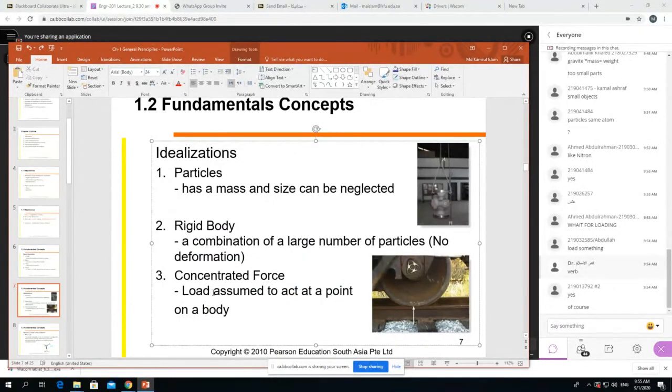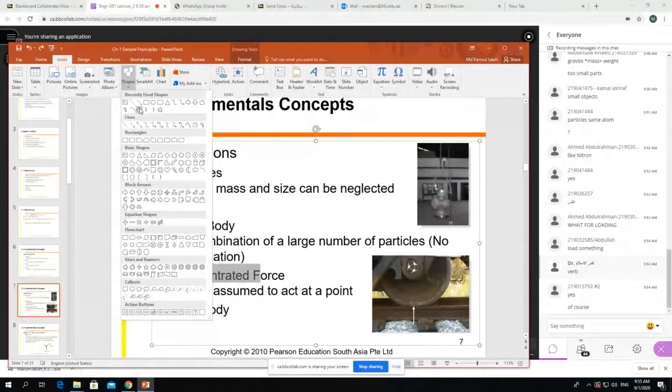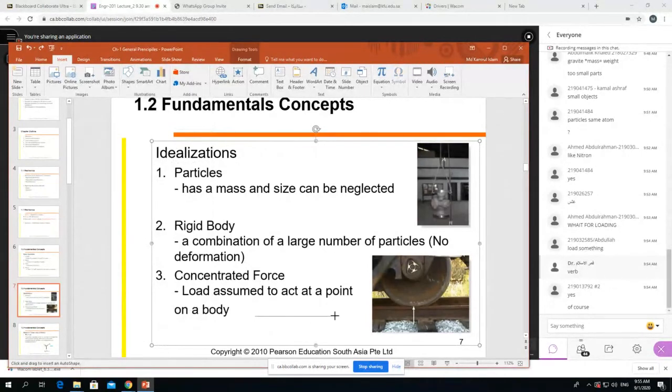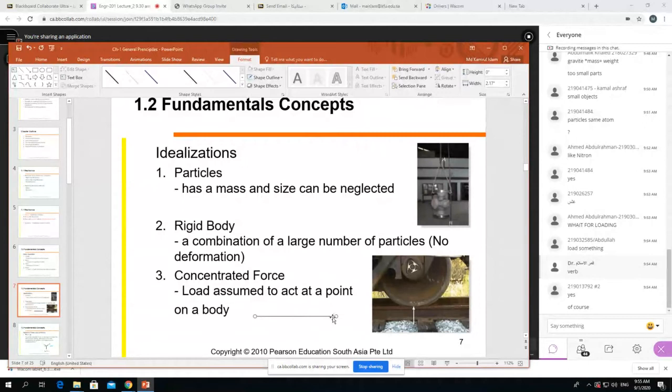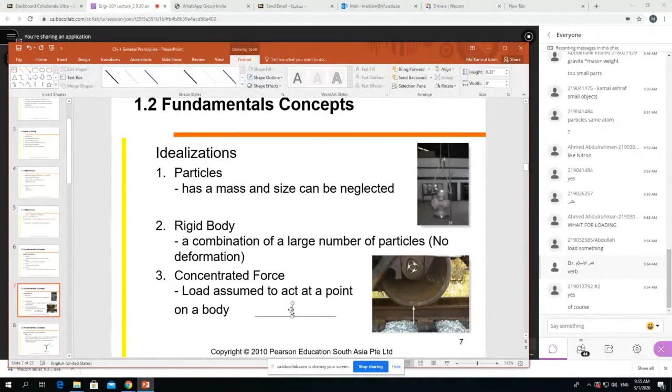Load is assumed to act at a point on a body. If our load works at one point, then we say this is a concentrated load. For example, suppose this is a floor, roof or slab. Now some force is working at exactly one point. Then we say this force is a concentrated force.